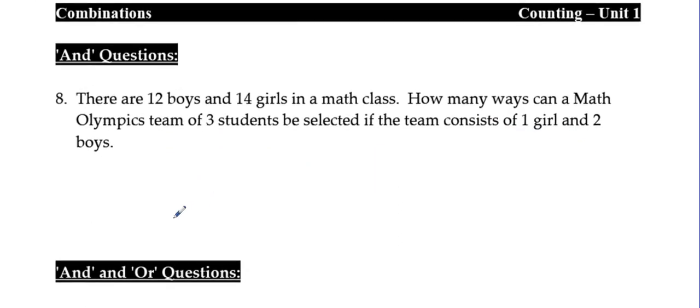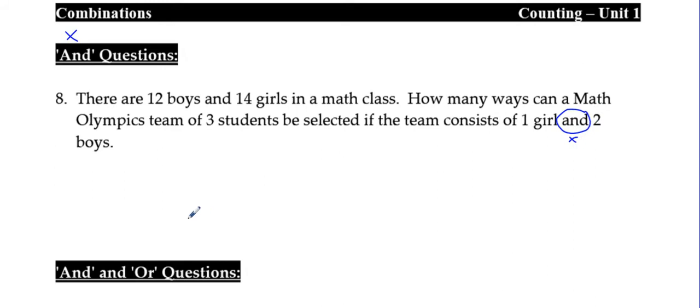We start getting into some harder knowledge questions and some application questions. And you're going to get questions involving "and" or "or". So if you remember, any question involving "and" means you're going to multiply. So there are 12 boys and 14 girls in a math class. How many ways can a Math Olympics team of 3 students be selected if the team consists of 1 girl and 2 boys? So that means multiply.